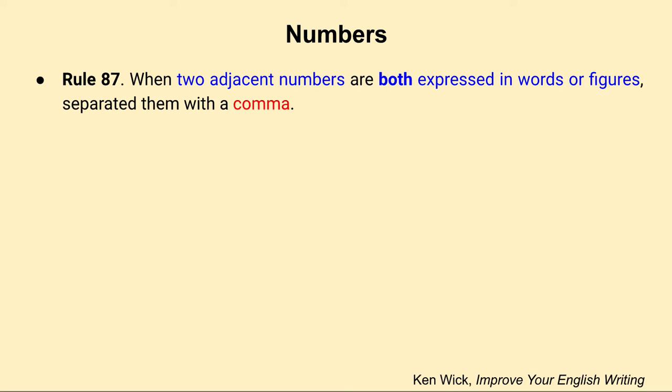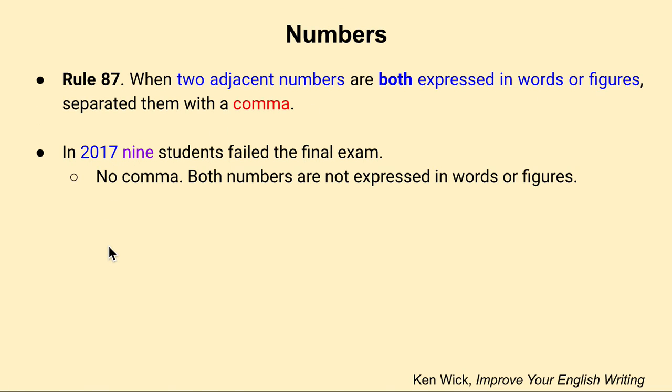So what about adjacent numbers? When you have two adjacent numbers and both are expressed in words or figures, separate them with a comma. Here's an example. In 2017, 9 students failed the exam. You don't put a comma here because one is expressed in figures, the other in words. Remember, they need to both be in words or figures, so no comma.